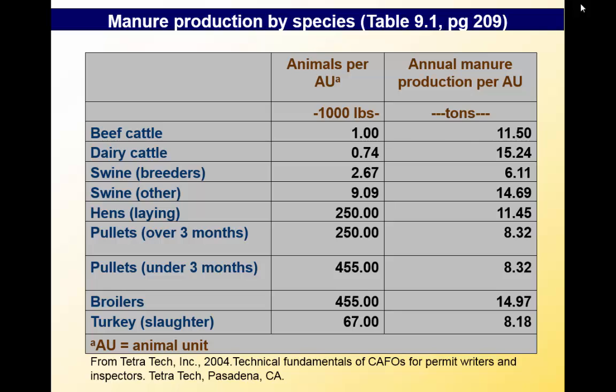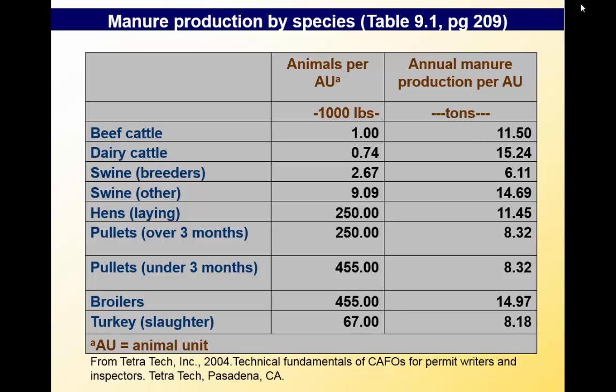So in this column, you have animals per animal unit. For every 1,000 pounds, they say you have one beef cow. Does every one beef cow weigh 1,000 pounds? No. But we have to have some way to estimate. When you're running these calculations, they're not going to be exact because every animal is a little different.